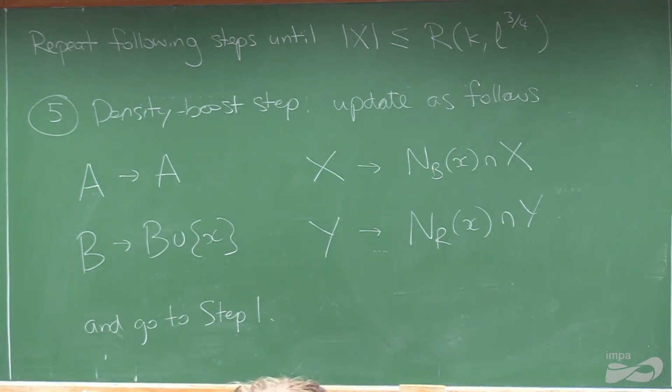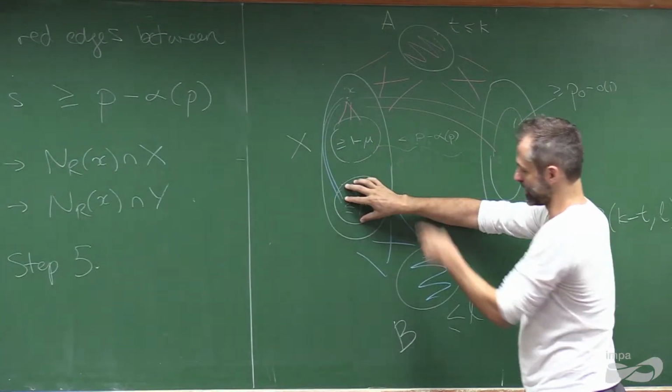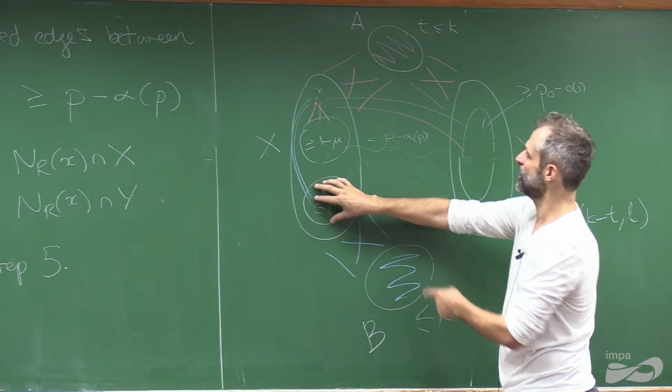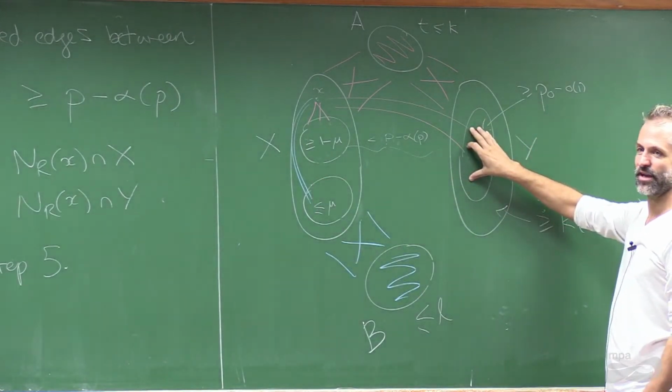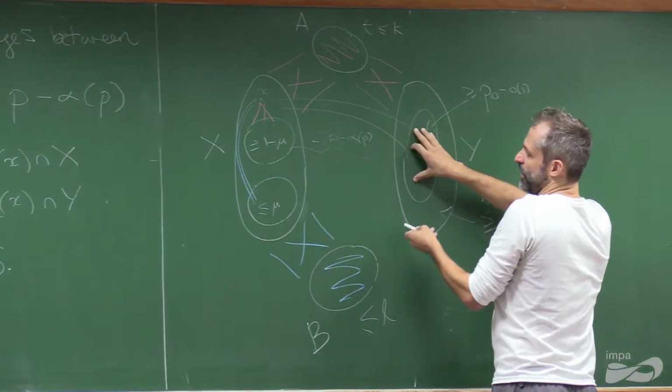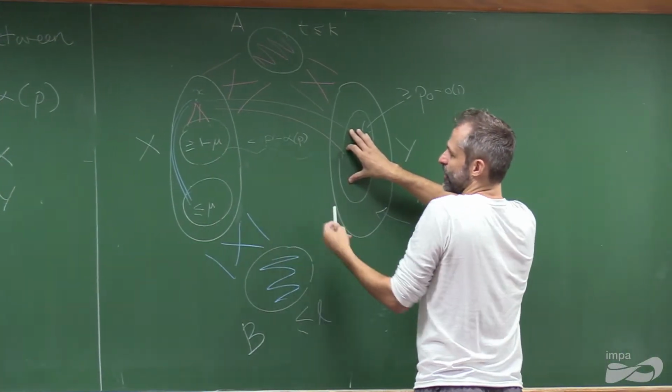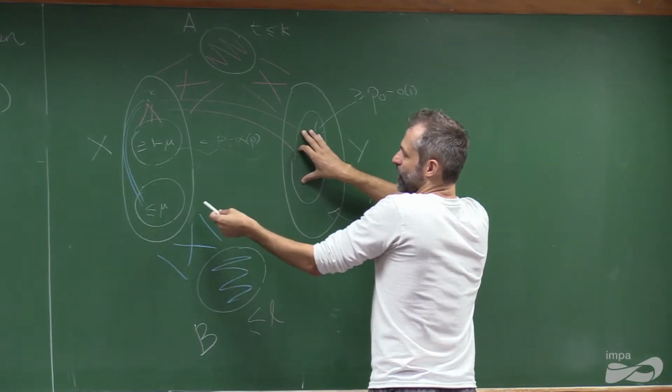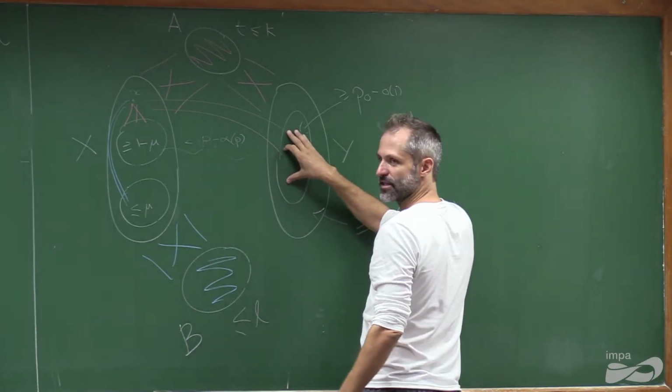Right, so what have we done? We've replaced x by this blue neighborhood, so we can put x in B. We've replaced y by this red neighborhood, which is fine, because we didn't put anything in A. Or sorry, we did fine because, but anyway, the gain is we've got a boost in the density.